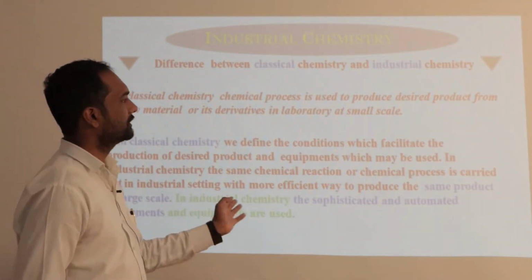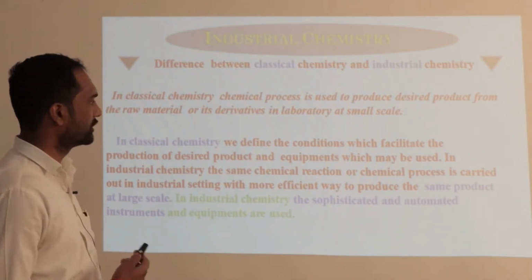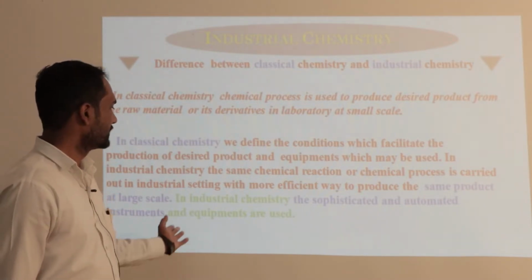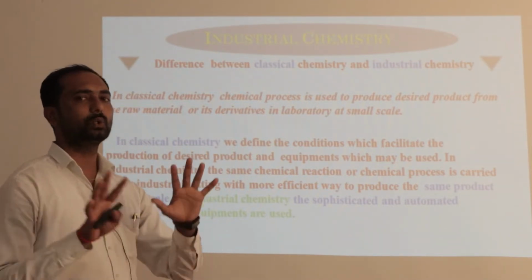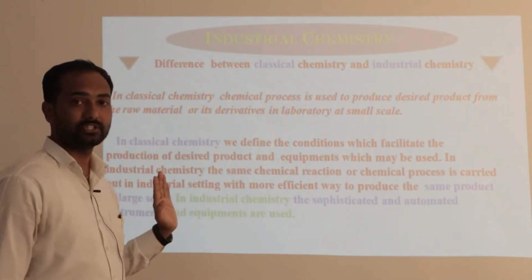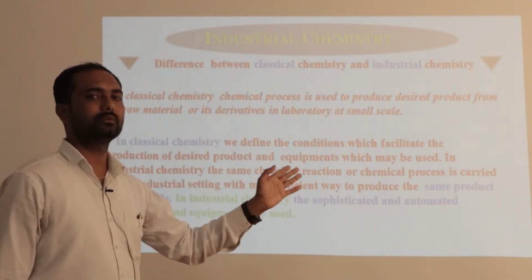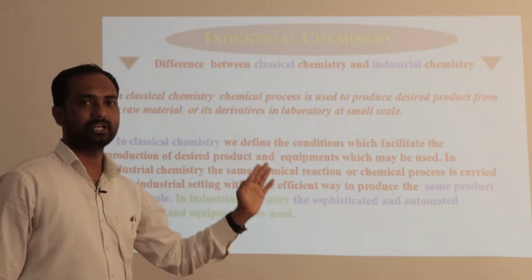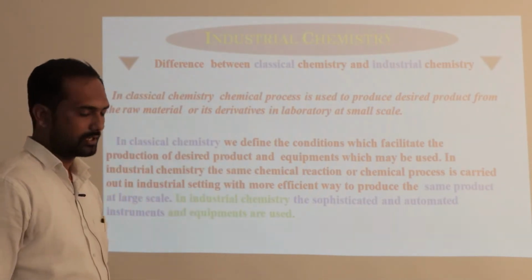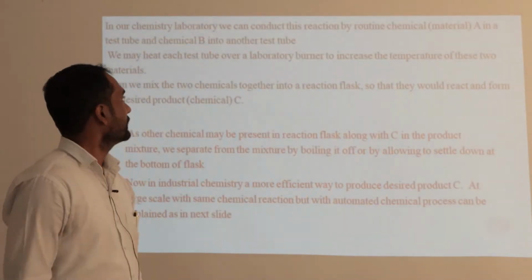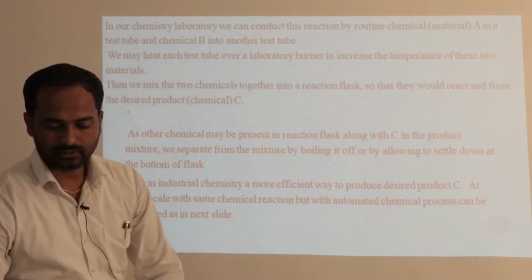This is what is given on the slide: what is done in the lab, how and with what it is done, and what is done in industry. In industrial chemistry, sophisticated and automatic instruments or equipment are used. So this is the introductory difference between the two chemistries. One is classical chemistry, which we carry out in our laboratories, and the second is industrial chemistry, where chemical reactions or processes are carried out on a large scale and you will require sophisticated automated instruments and much more.